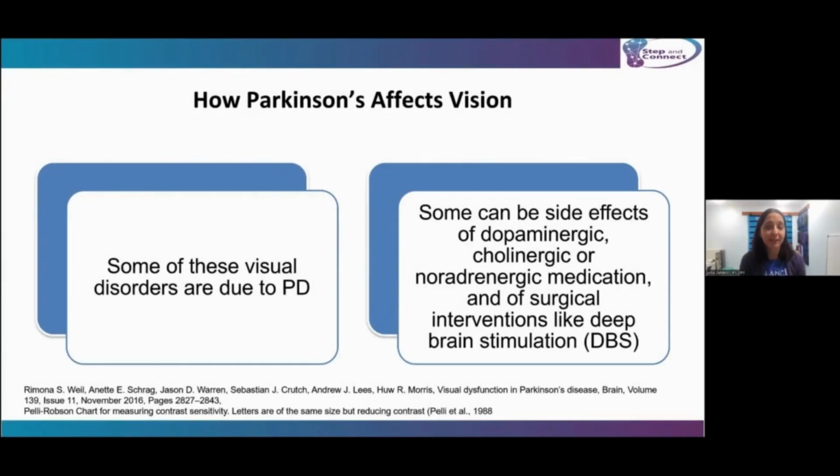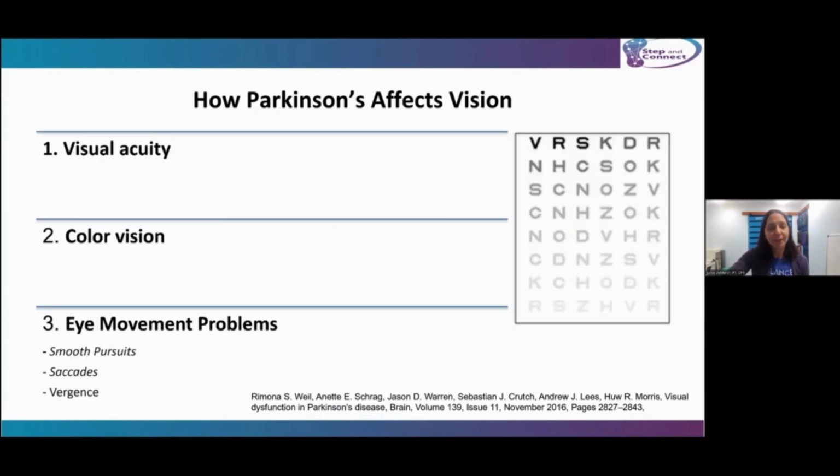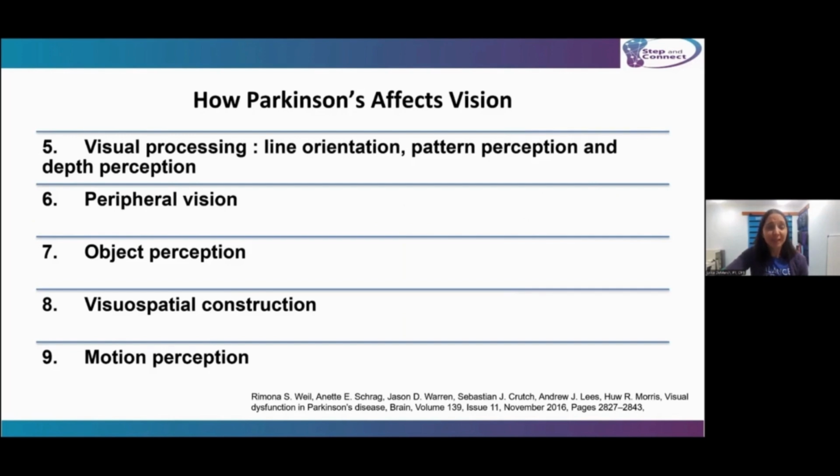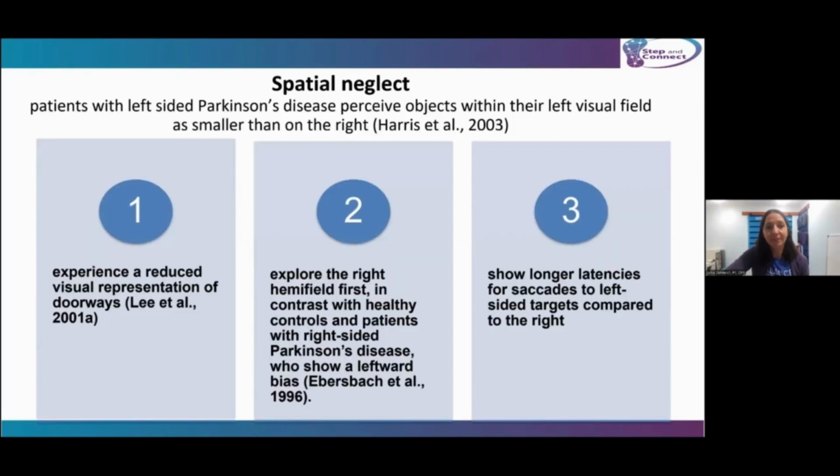But some could be side effects of their medications or some surgeries such as DBS. So we're not going to go into full detail on this, but I'm going to give you a glimpse of all of it. If we were here longer, we could go into each part, but visual acuity can be affected, your color vision. We're going to talk a little bit about eye movement problems, because that's something that we can assess a little bit, looking at smooth pursuits, saccades, and convergence. Your visual processing can be affected too: your peripheral vision, object perception, visual spatial construction, and motion perception. And lastly, looking at spatial neglect.